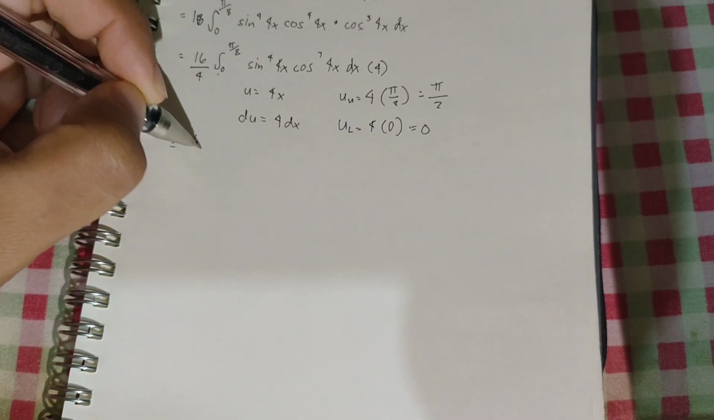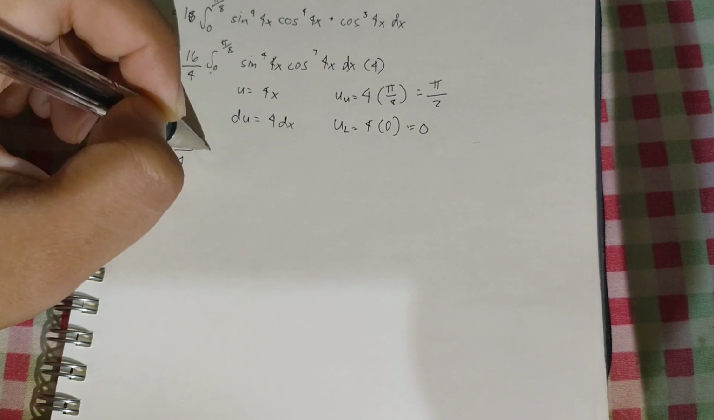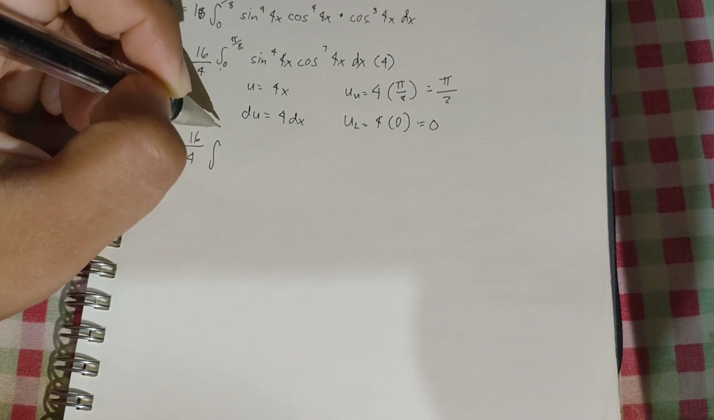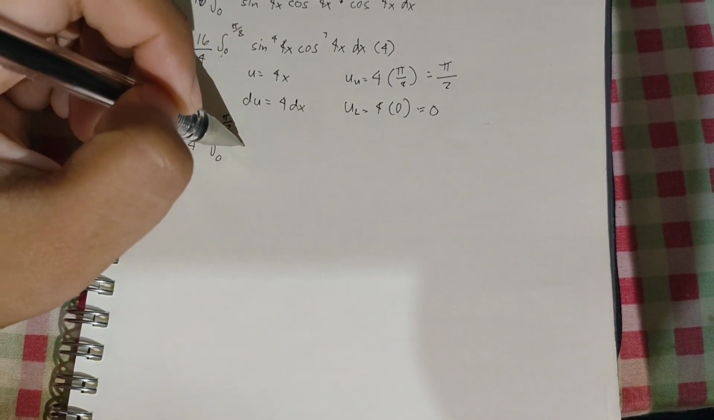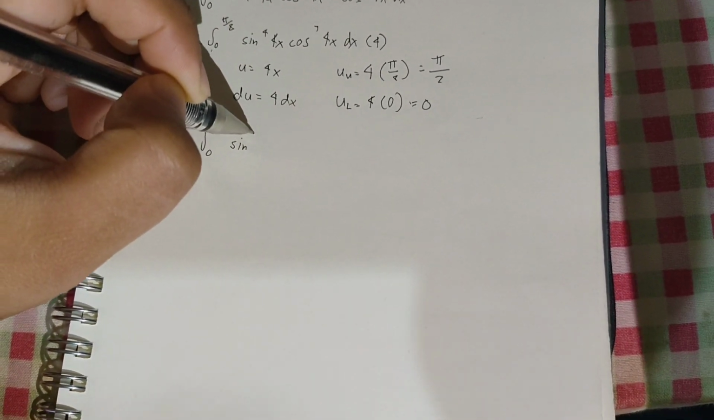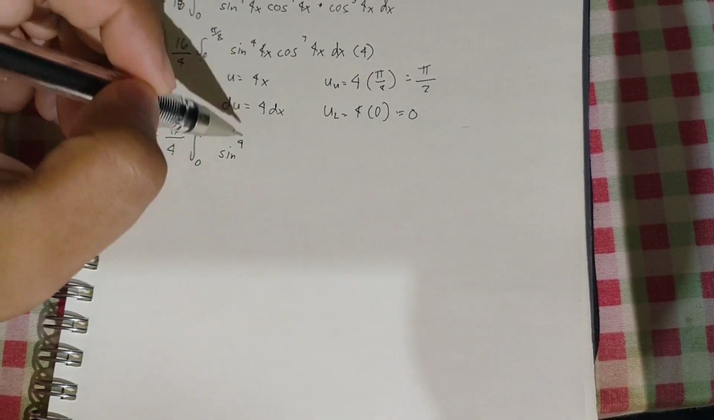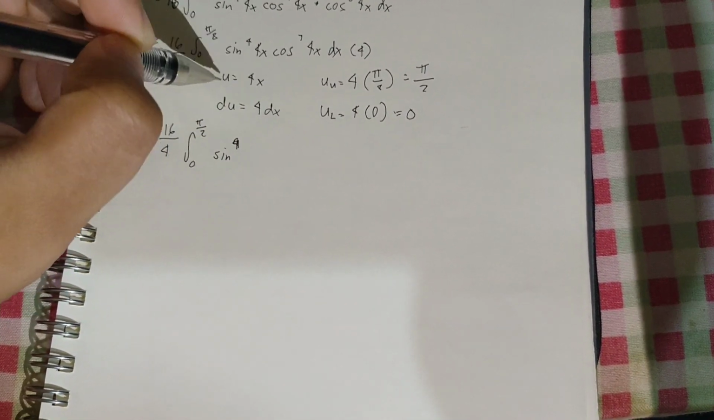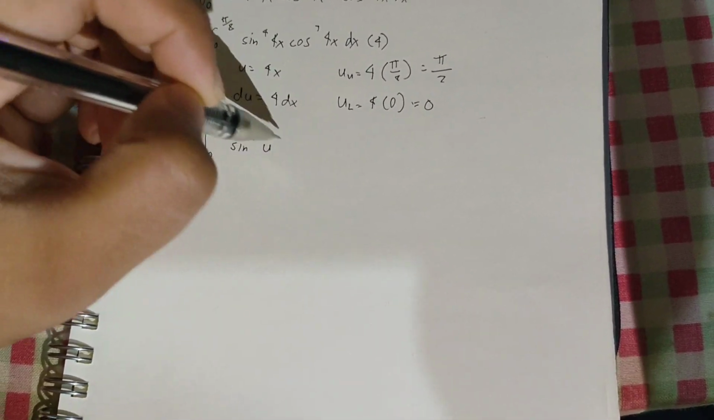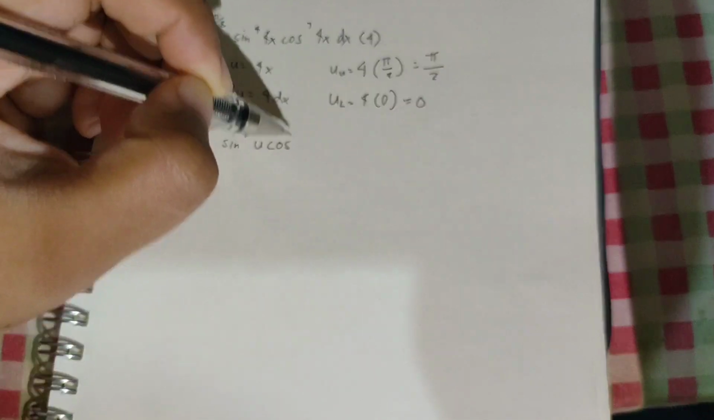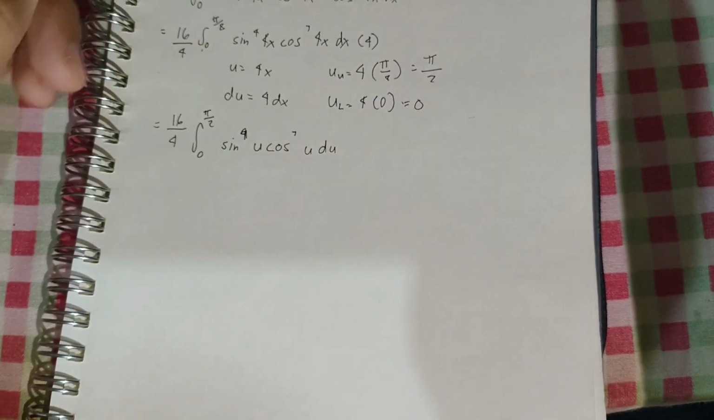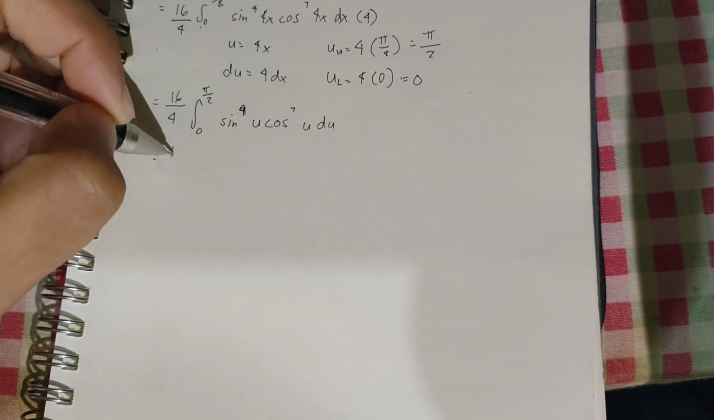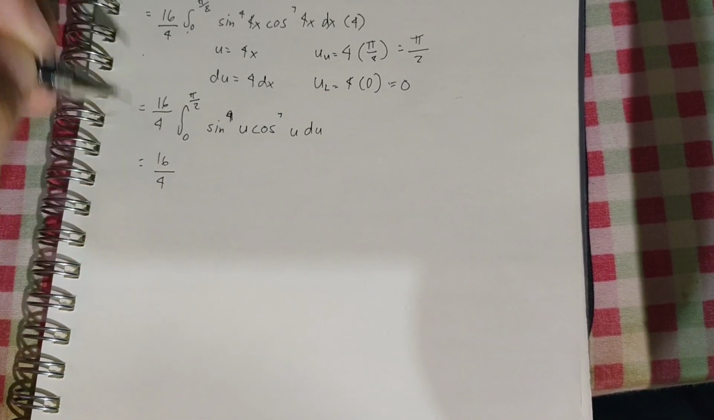Write our constant, which is 16 all over 4. Our new upper and lower limit, which is pi all over 2 and 0. Our sine raised to 4, we'll just use our u, since u is 4x, u, and cos raised to 7 u du. So we will now use the Wallis formula.